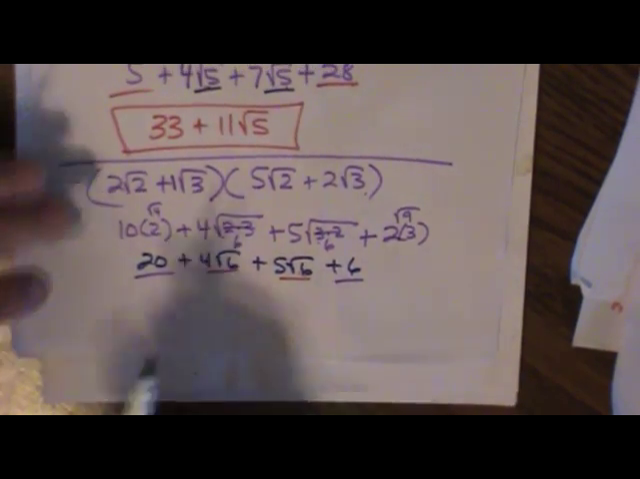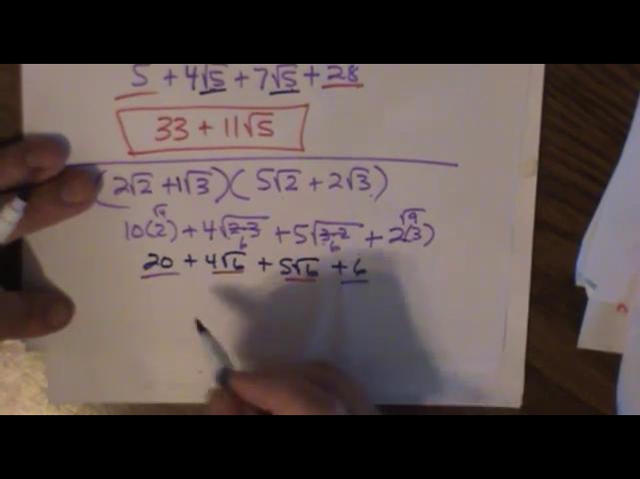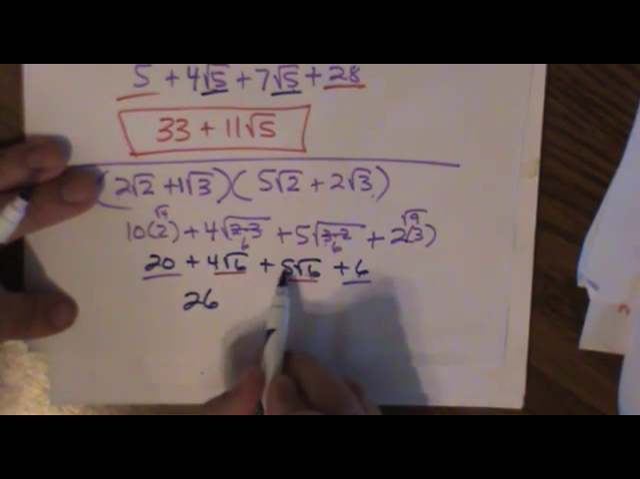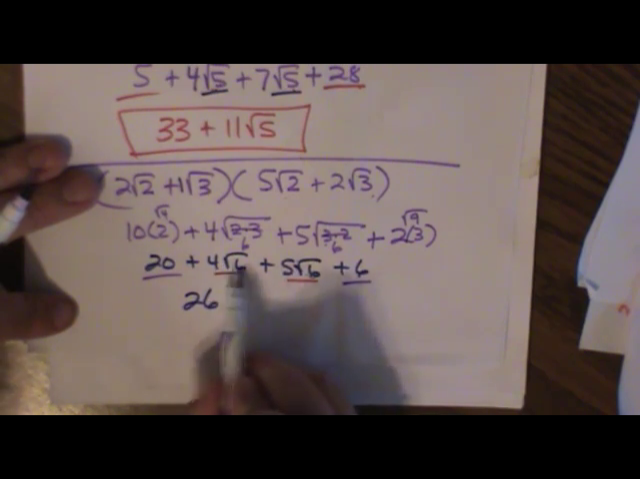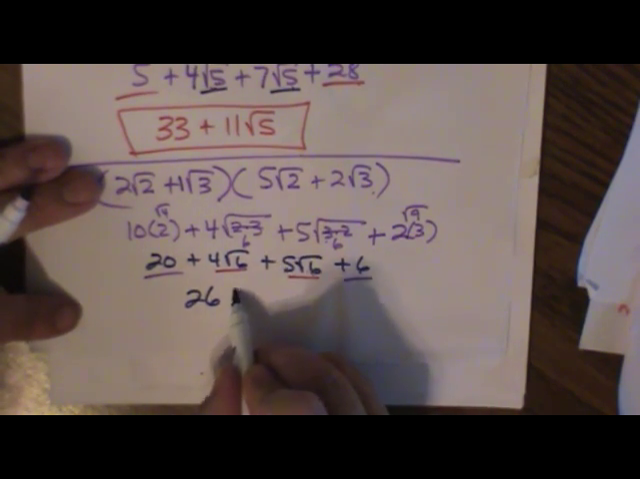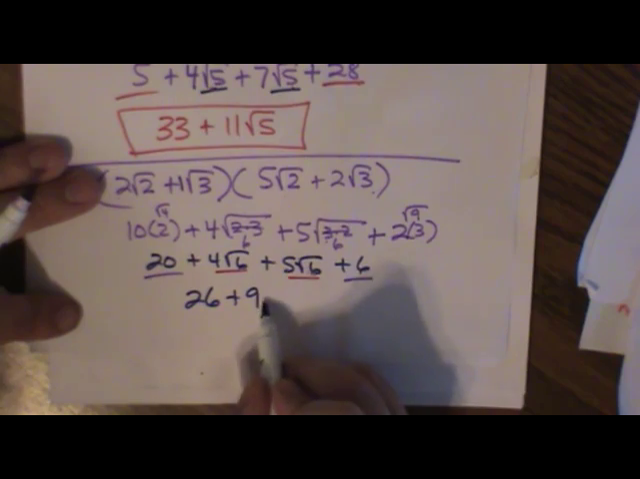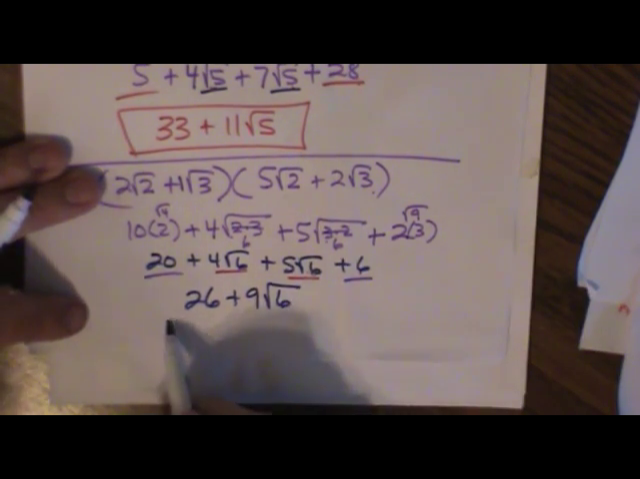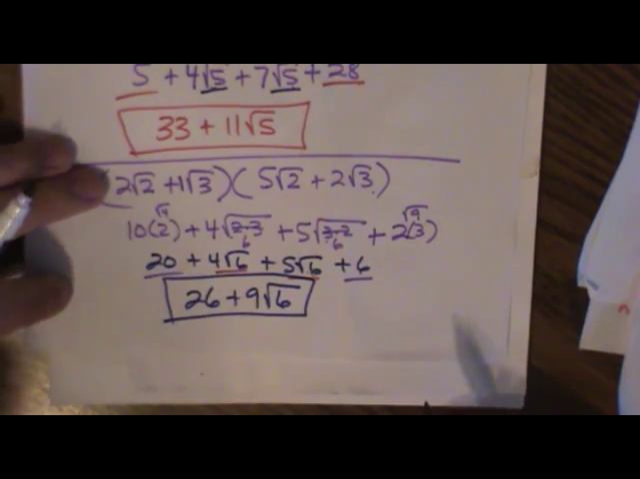So our answer here, 20 plus 6 is 26, and then because we're adding, we just do the coefficients. So we have 9, and then the square root of 6 just is our label that goes on with that one. And we're done.